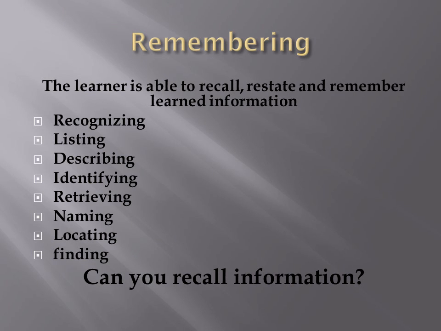Okay, we're going to break down each of the levels of Bloom's. We're going to put this into a few different components that we're going to look at. The format is going to be the same for all of the six levels. So remembering is being able to recall, restate, and remember information. You can see there it's things like recognizing, listing, describing, naming, locating. So basically the question would be, can you recall information?